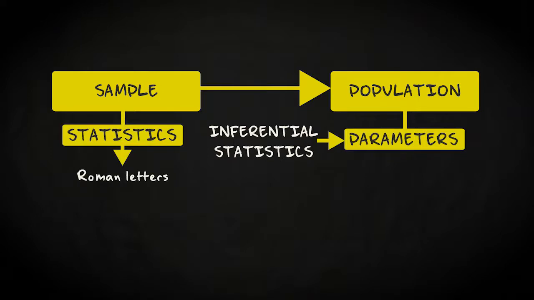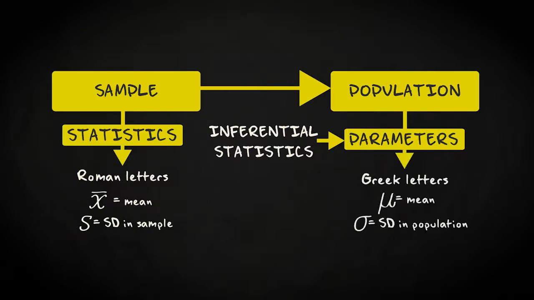Statistics are displayed by Roman letters. For instance, x bar is the mean, and s is the standard deviation in a sample. Parameters, however, are displayed by Greek letters. Mu stands for the mean in a population, and sigma for the standard deviation in a population.